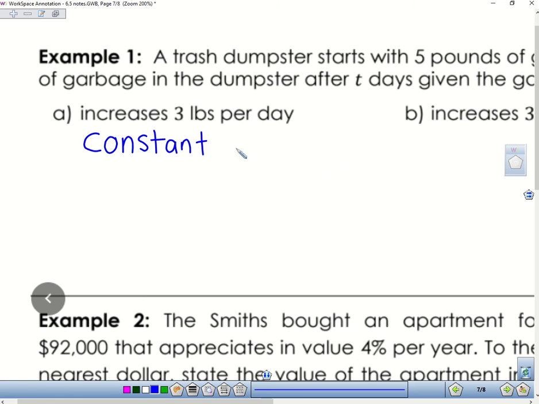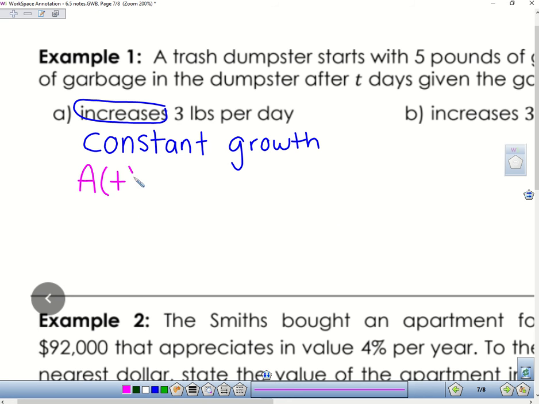And does everybody understand why this is growth instead of decay? What word tells me this is growth? Good. This word right here, increases, tells me this is growth. The amount of garbage is increasing. That's constant growth. So once we have that, we're going to use the formula for constant growth.